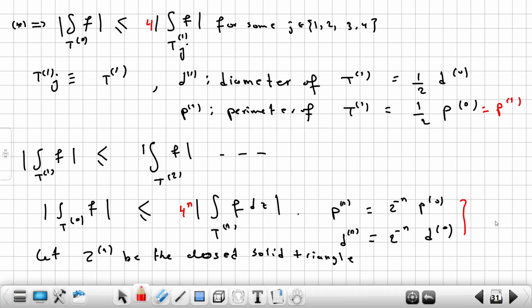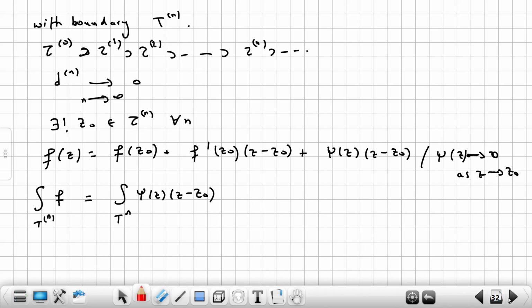Now let τn be the closed solid triangle with boundary triangle tn. It's clear enough that τ0 contains τ1, contains τ2, and so on. And the diameter dn approaches 0 as n goes to infinity. Then by a proposition in the previous chapter, we find that there exists a unique z0 belonging to these solid triangles τn for all n.